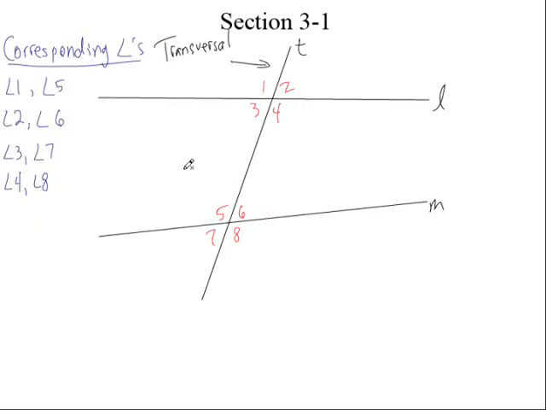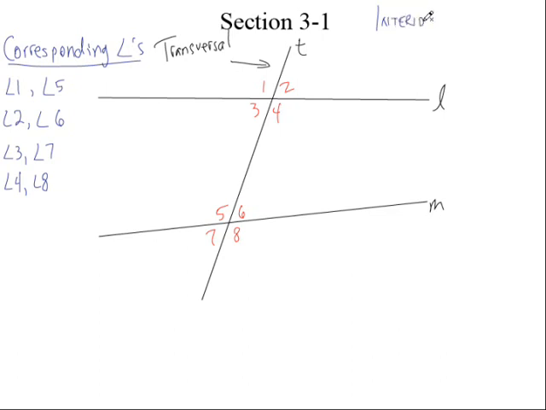Let's take a look at another group of relationships between these angles. By the way, look at these two lines, L and M. Look at 3, 4, 5, and 6. They're all in between those two lines, aren't they? We call them interior angles because they're inside those two lines. So if you want to jot that down, let's do that.